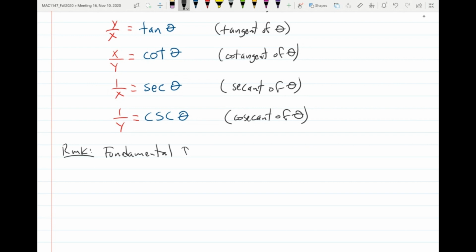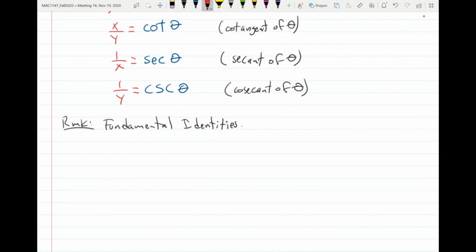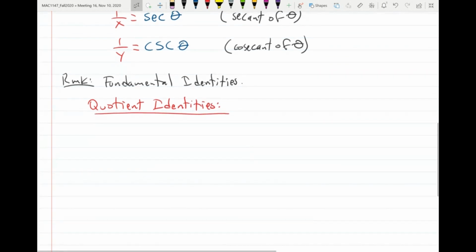So fundamental identities, they are the following. We usually put them in 2 groups. We have the quotient identities. So the quotient identities. And then we have the reciprocal identities. The reciprocal identities.